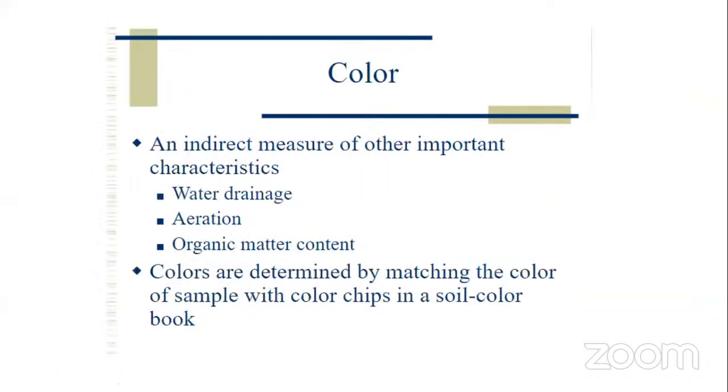Now color. You can see some soils are red in color, some are black, some are gray. Color is an indirect measure of other important characteristics like water drainage, aeration, and organic matter content. Colors in a soil are determined by using a Munsell color chart.